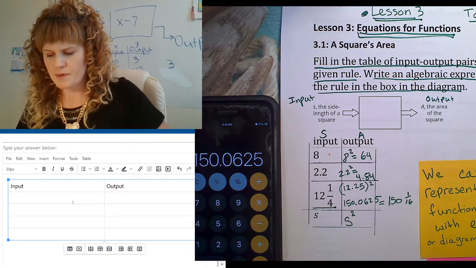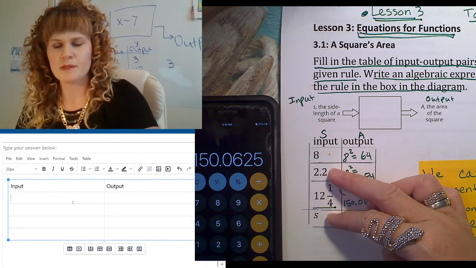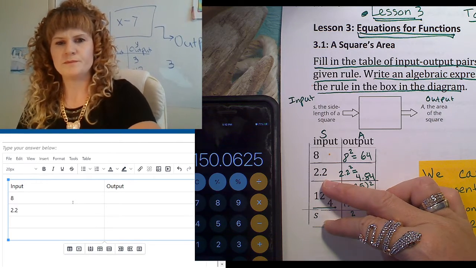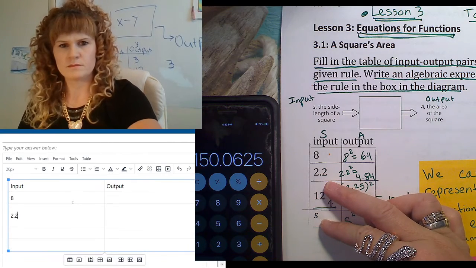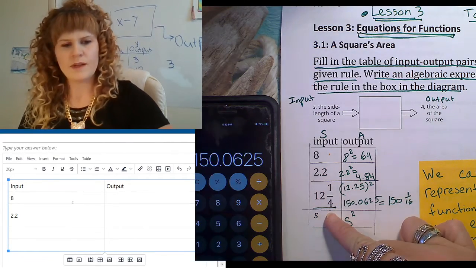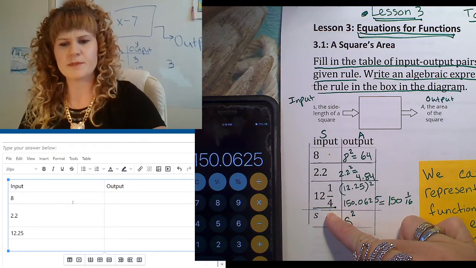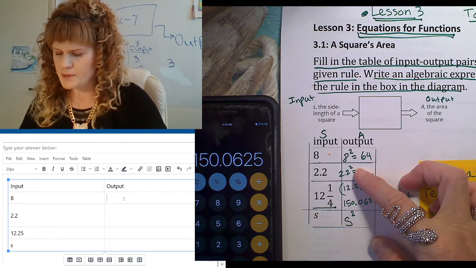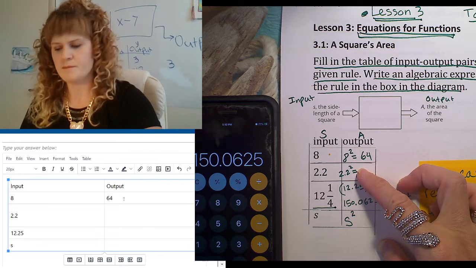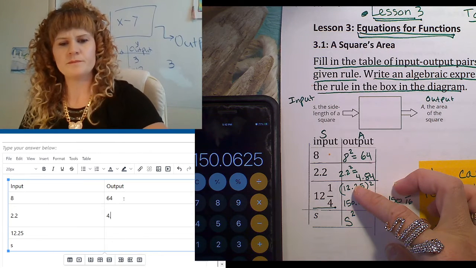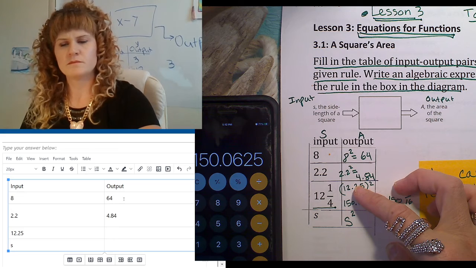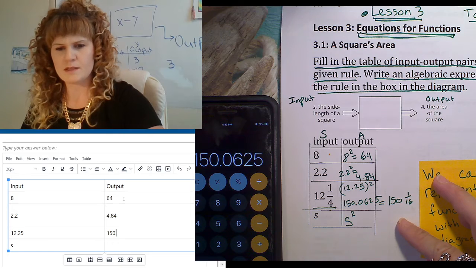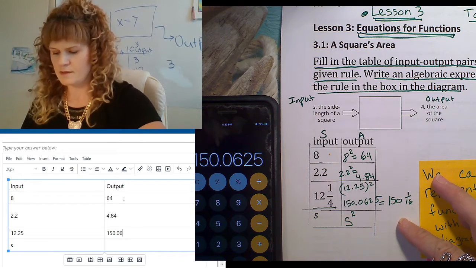Okay, in the table, the given inputs were 8, 2.2, 12 1/4, but I'm using decimals just to make myself more comfortable. And the outputs we calculated were 64, 4.84, 150.0625.